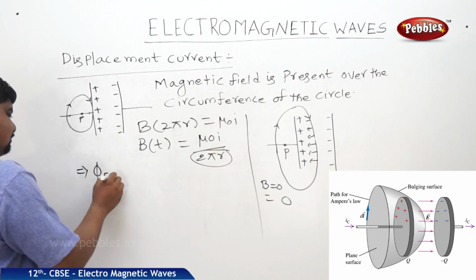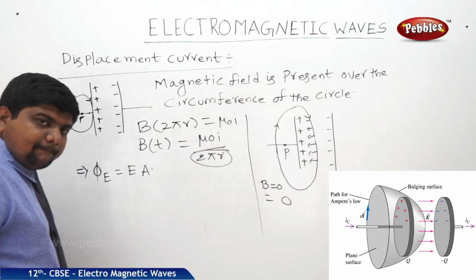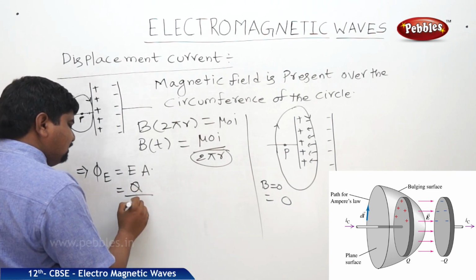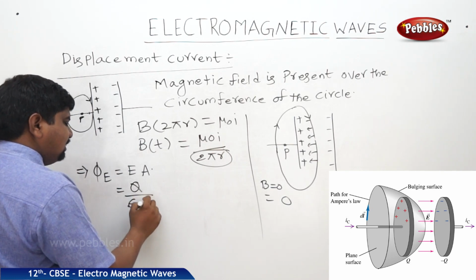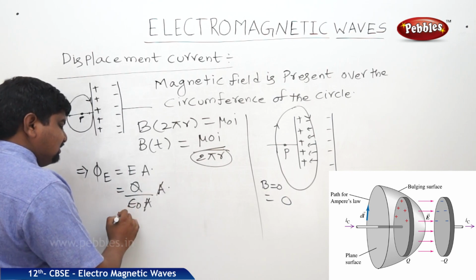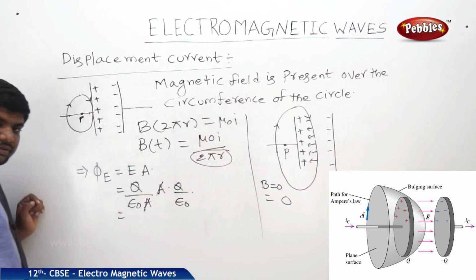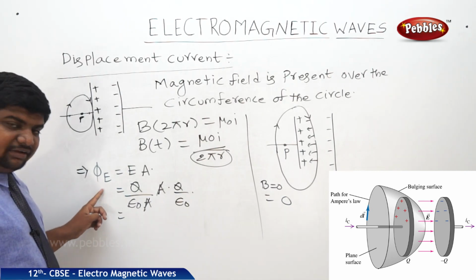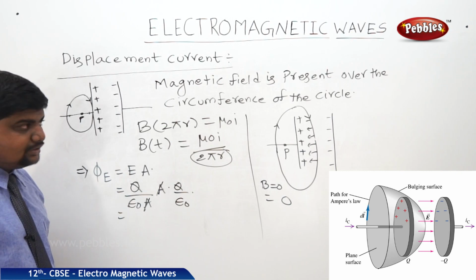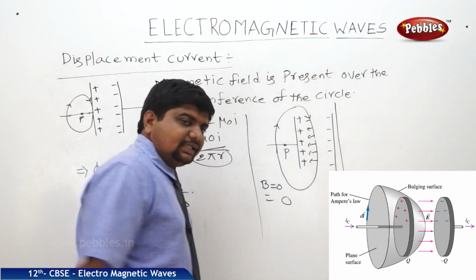Phi E is equal to EA. So what we can understand about E? Q by epsilon naught A into A. So A gets cancelled, we will get Q by epsilon naught. Now we are going to find out the rate of change in electric flux with respect to the given equation. So the terms will be like this.